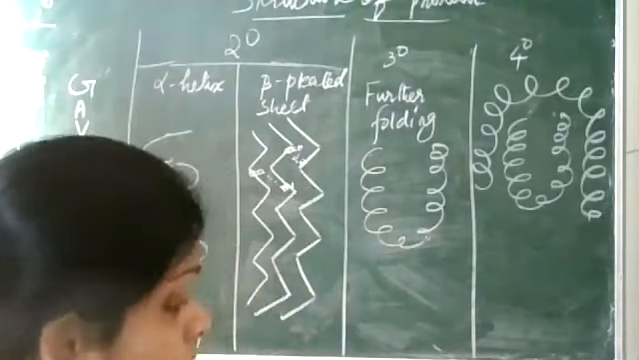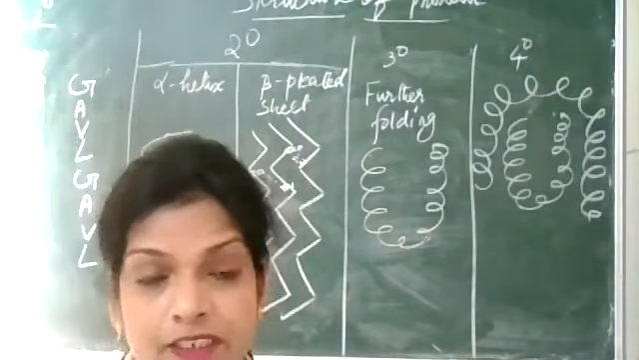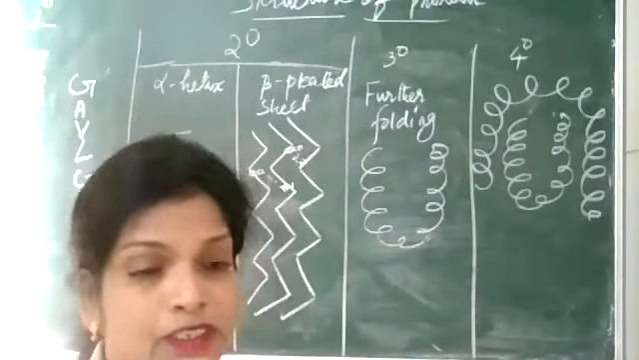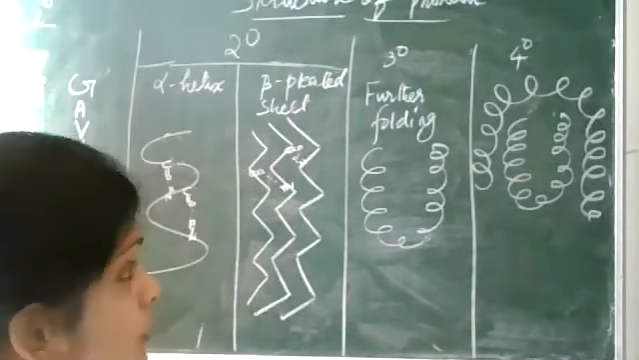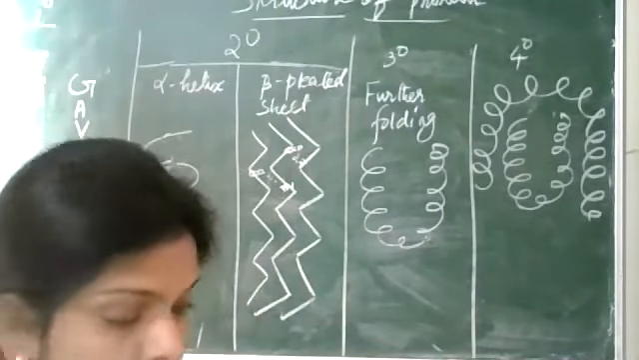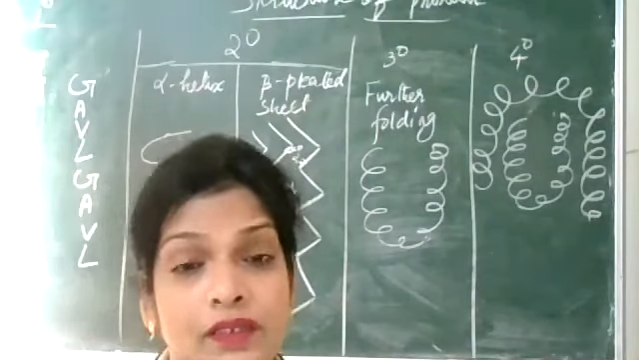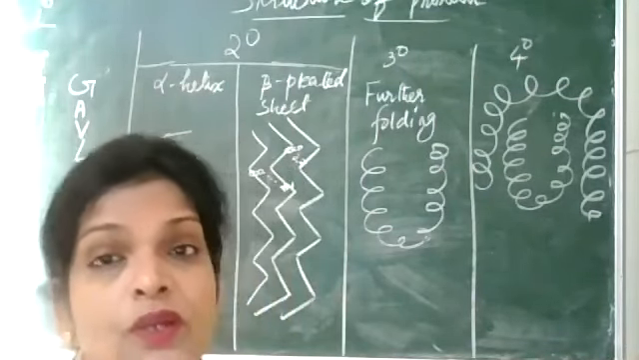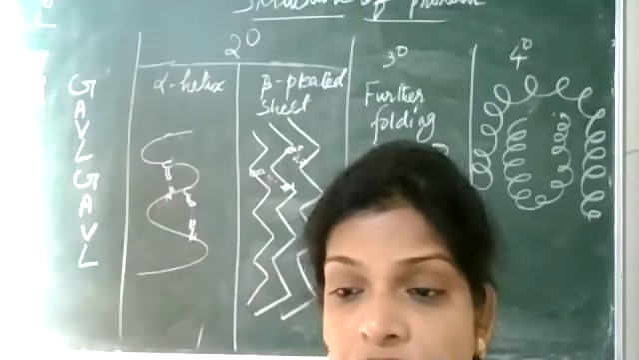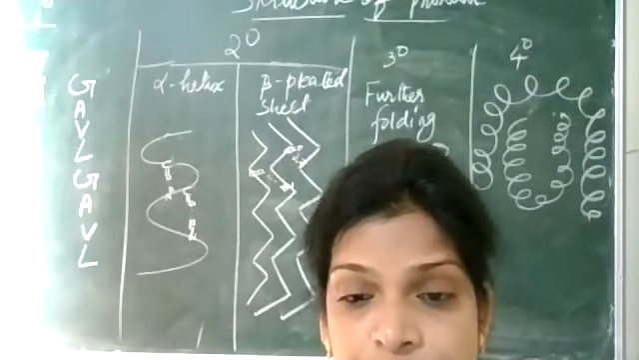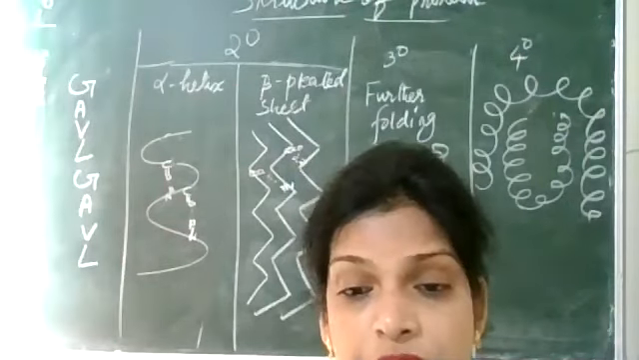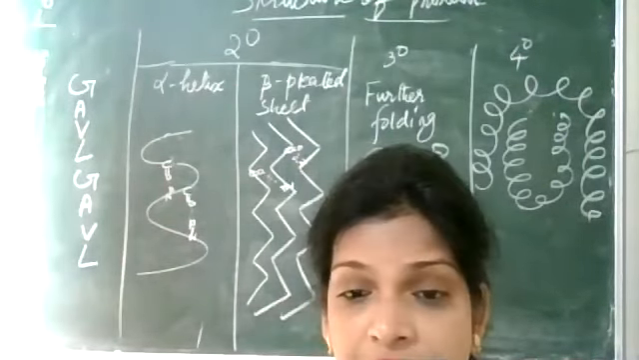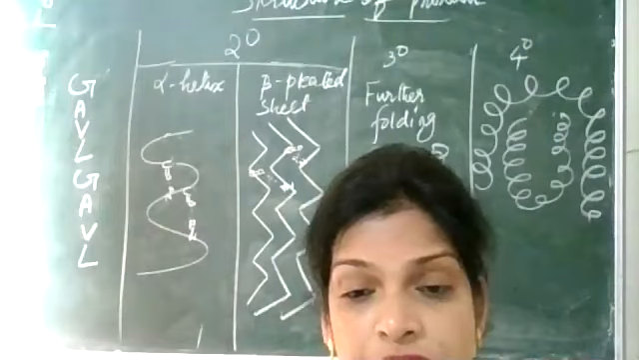Each polypeptide chain is called a subunit. The spatial arrangement of these subunits with respect to each other is known as the quaternary structure. So protein structures are learned at four stages: primary structure, secondary, tertiary, and quaternary.